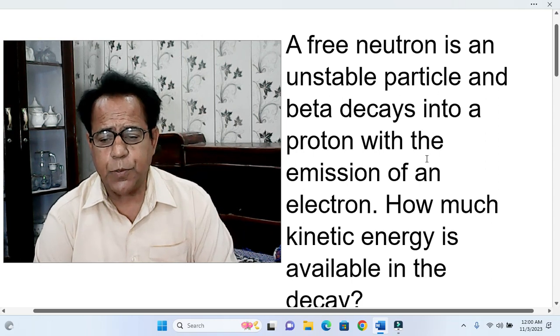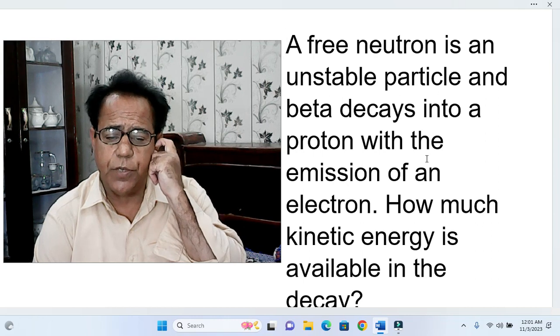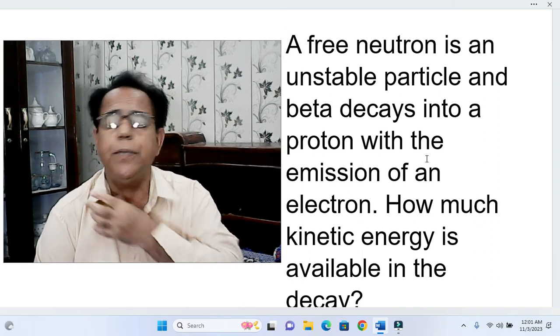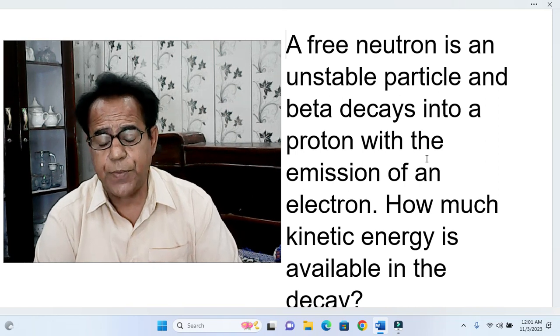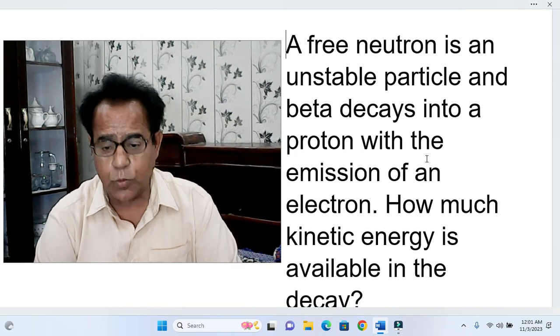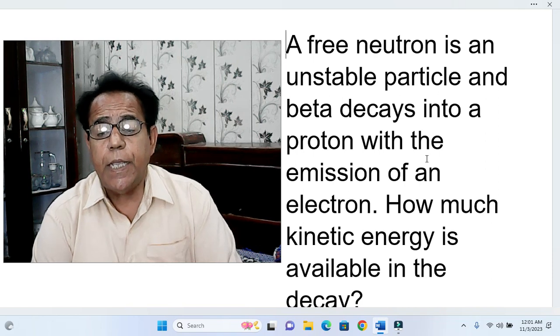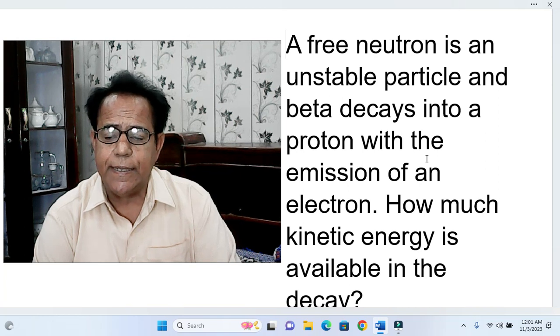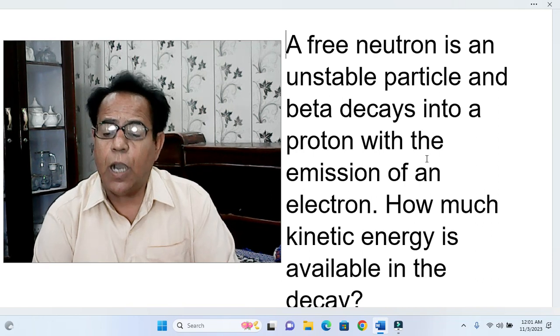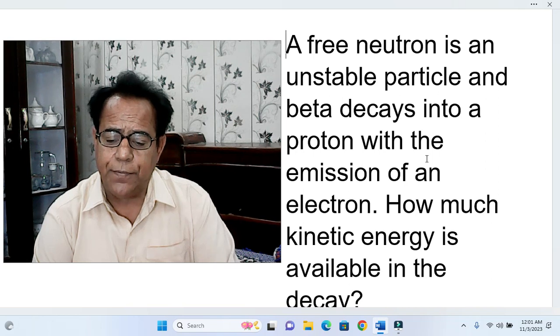This is our next problem, chosen from the same book, Modern Physics by Stephen T. Thornton and Andrew Rex. As usual, we first come to its statement. A free neutron is an unstable particle and beta decays into a proton with the emission of an electron. How much kinetic energy is available in the decay?